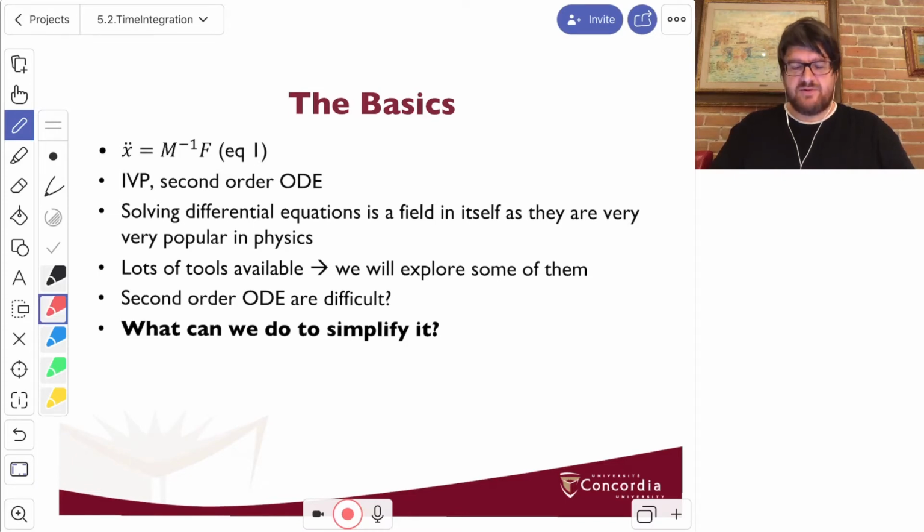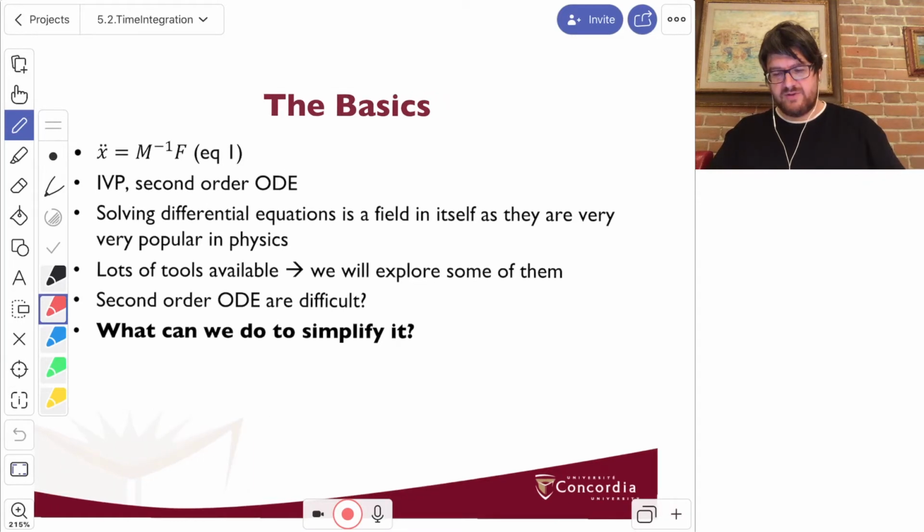But let's start with the previous observation that this is a second order ODE, and we would prefer it to be first order at least. We have more tools to do that. So what can we do to simplify it? Then we're going to use a trick.